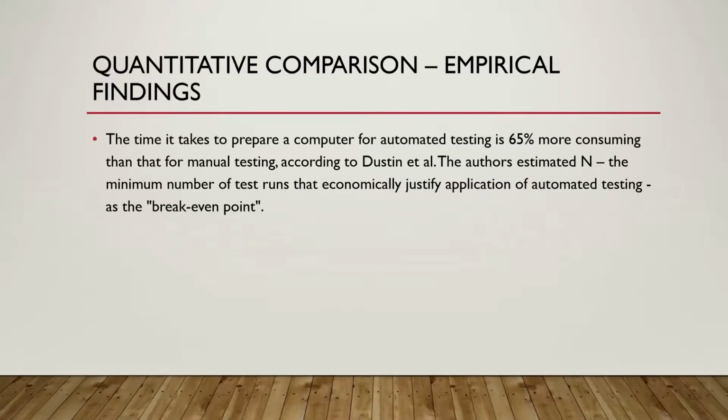Quantitative comparison, empirical findings. The time it takes to prepare a computer for automatic testing is 65% more than that for manual testing. According to Dustin et al., the authors estimate n, the minimum number of test runs that can justify application of automatic testing, as the break-even point.